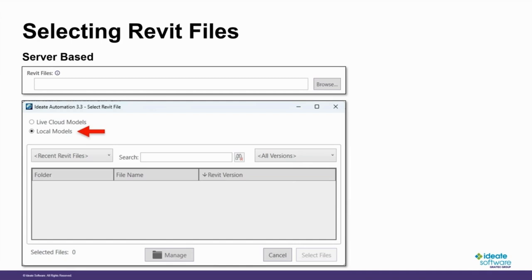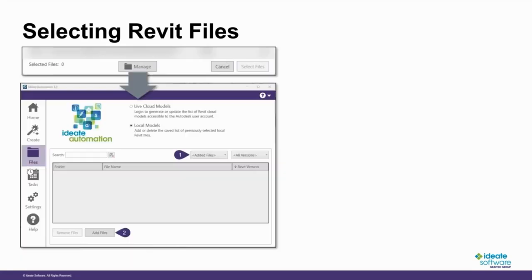So once you click the browse button in the task, it's going to ask you if you want to interact with a live cloud model or a local model. So if you want to interact with a local model, you check that on, and you should see a list of the most recent files that you have opened below. But if you don't see that, you can always click on the Manage button, and this is going to open up your Files screen. And from here, you can just add the files, directly navigate to it on your local secure server.